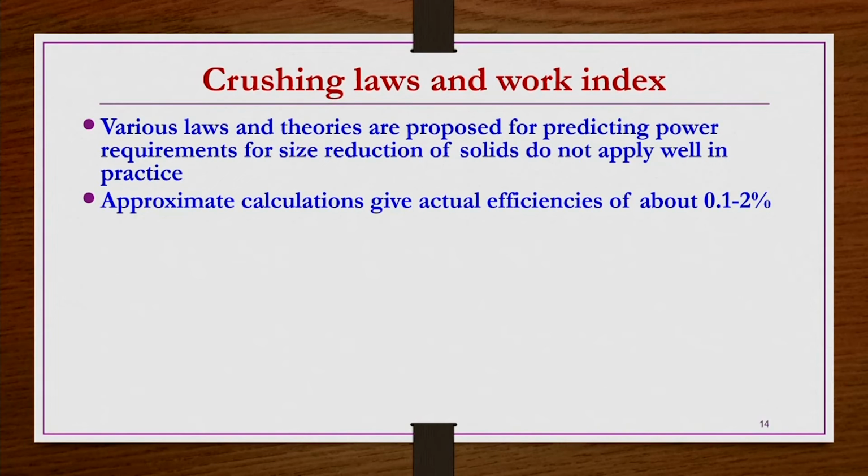So approximate calculations give an actual efficiency of about 0.1 to 2% only. By using these things, whatever crushing law you use, when you do the approximate calculations, you get an actual efficiency of 0.1 to 2% only. So let us say the actual efficiency is something, but when you apply these laws you may get only 0.1 to 2% of that efficiency. This is the other drawback. However, it serves as a basis for selection of power, how much power should be given.